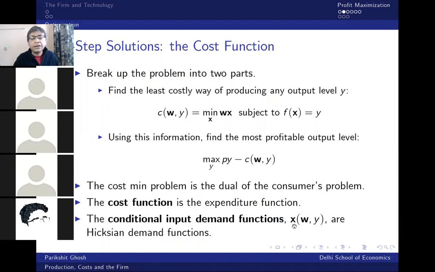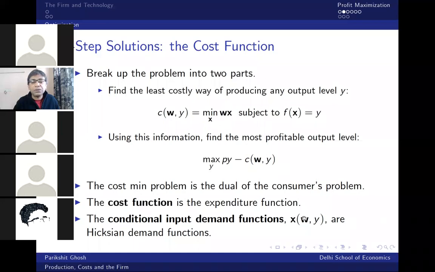And you know, when we solve this cost minimization problem, we get conditional input demand functions, conditional on an output target. How much of each input will the firm demand from the input markets? Those are the exact analog of the Hicksian demand functions. Yes. So everything we learned about the Hicksian demand function, for example, what is one thing we learned?